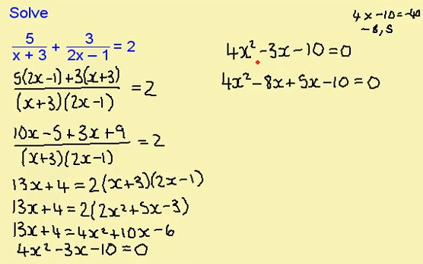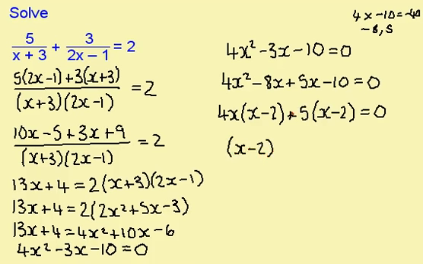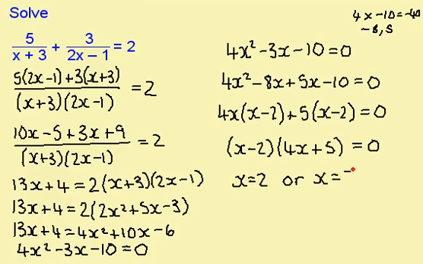If I now factorise these two terms, I can take out a factor of 4x. This leaves me with x minus 2. Factorising these two terms, I can take out a factor of 5, leaving me with x minus 2. I've now got a common factor of x minus 2, and I have 4x plus 5 left. Either this bracket is equal to 0 or this bracket is equal to 0. If this one is equal to 0, x is 2. Or, if this bracket is equal to 0, x is minus 5 over 4.